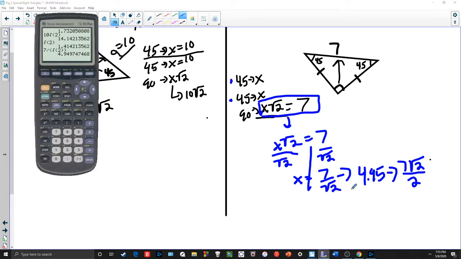And just to prove to you that these all are the same, 7 divided by root 2 is 4.94 or 95. And then if I do the third one, 7 times root 2 divided by 2 is also the same. So all three of these are the same way of writing the same answer.